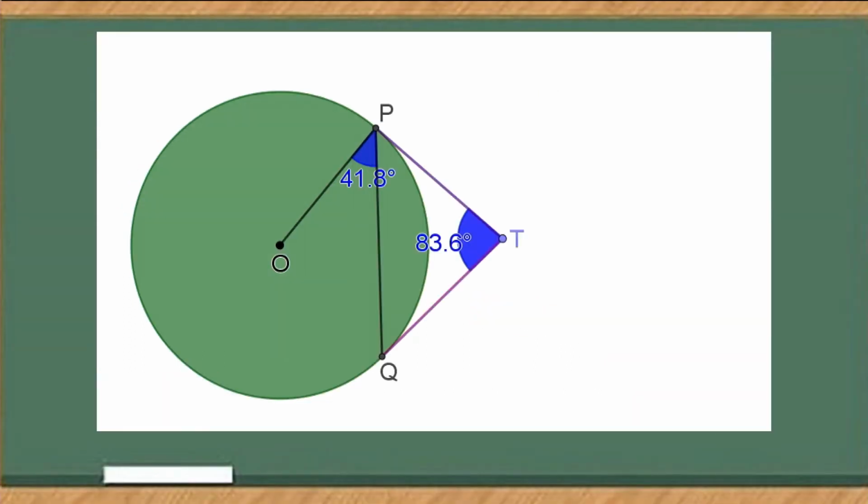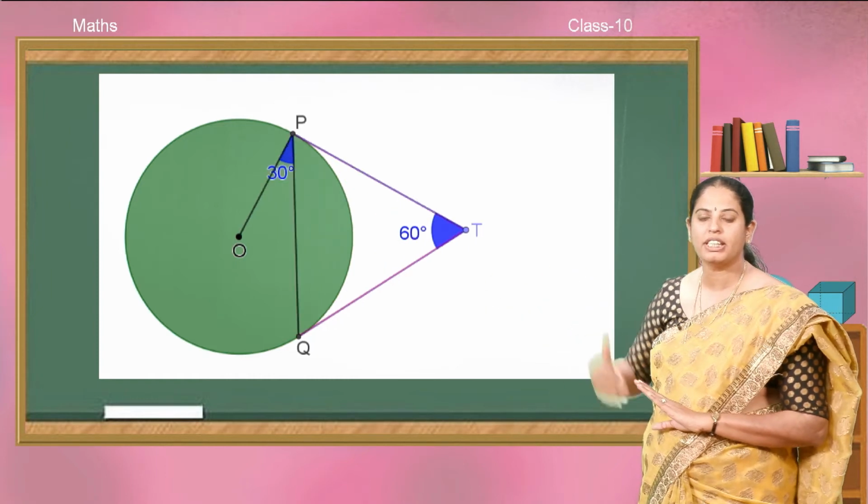Here, in any circle, the angle formed between the two tangents is always twice the angle formed between the radius and the line joining the point of contact. You can observe this video. Here observe 41.8, PTQ is twice of it. 41.8 twice is 83.6.